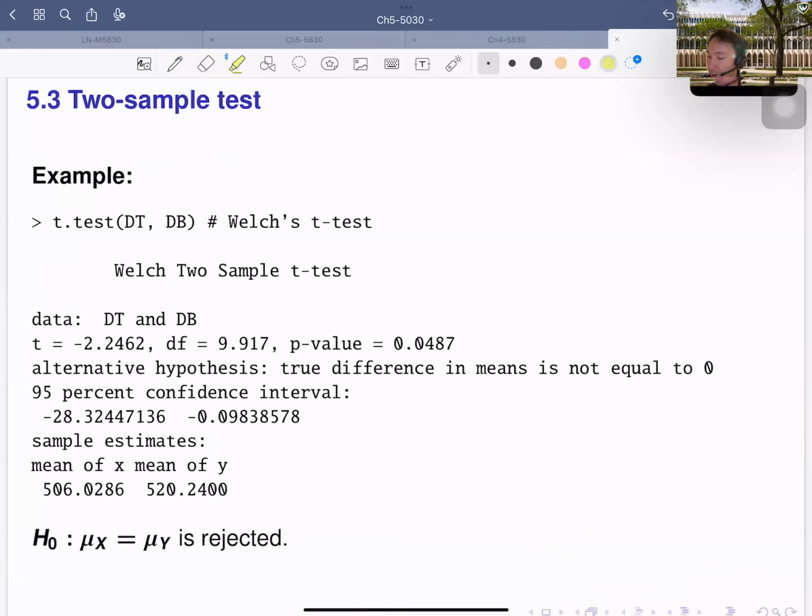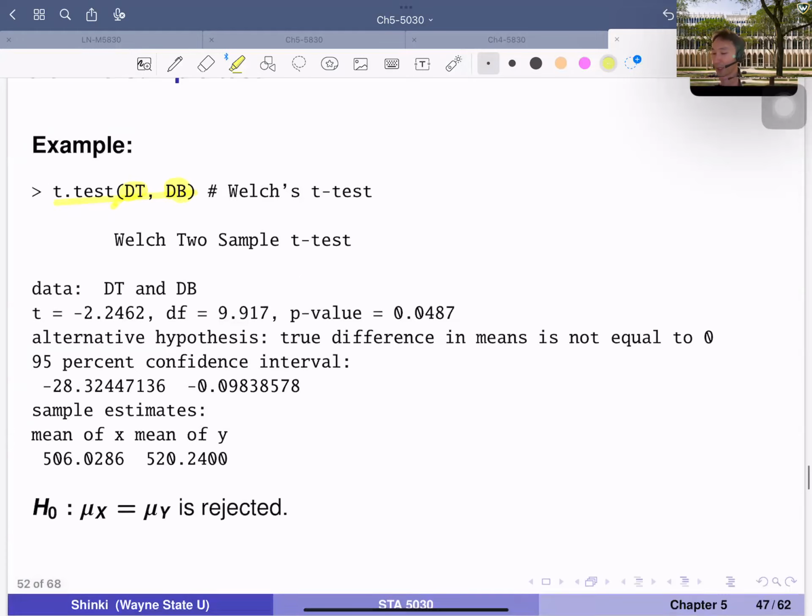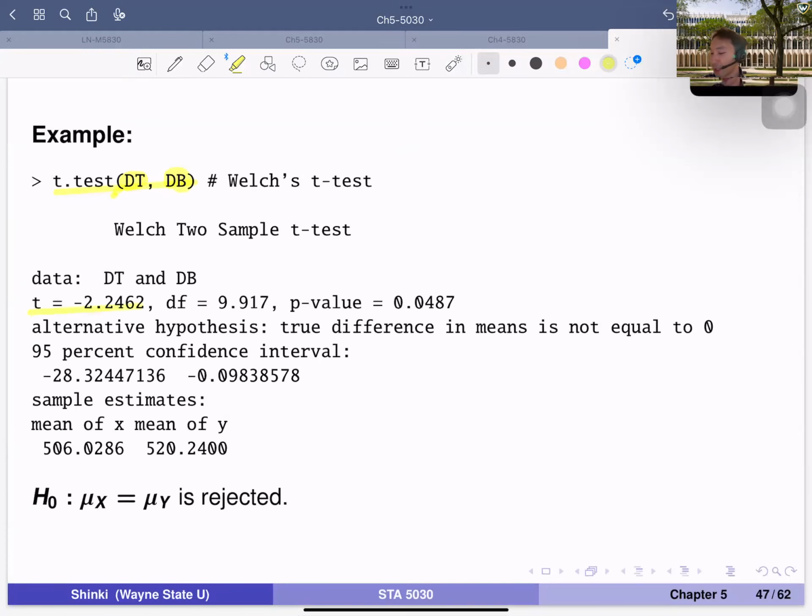Okay, and the t-test, Welch's t-test. Actually, this is the default method in R. So you can just use t.test and put in the two samples. Then we get the t statistic, negative 2.2462, slightly different because we distinguish the sample variances for x and y. The degrees of freedom was 10 originally, but here it is 9.917, not much different from 10. That is an indication that the two standard deviations are similar.